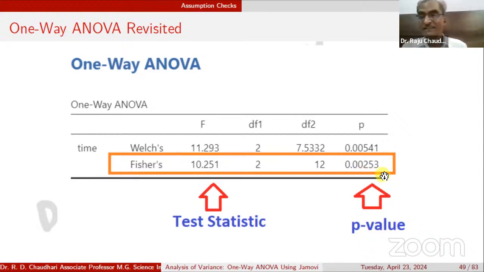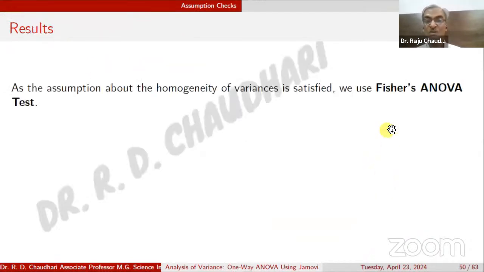The p-value is 0.00253. Now it is clear that the p-value of the Fisher's F test is less than 5%. So we reject the null hypothesis. What is our null hypothesis? It is that all the means are equal, mu1 equal to mu2 equal to mu3. That is our null hypothesis, and that is rejected.